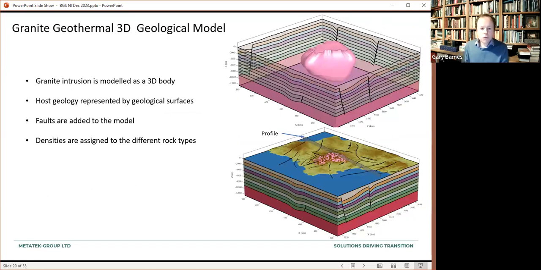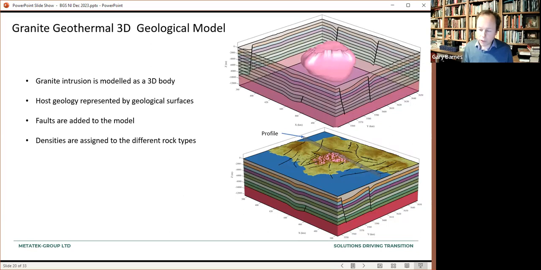So here's a geological model. Like I said, it's loosely based on the Dartmoor outcropping granite. And this granite intrusion is modeled as a three-dimensional volume, and then it's placed within host geology. This host geology really consists of a series of geological layers, and these will be sedimentary layers. There'll be metamorphic rocks surrounding the granite intrusion.